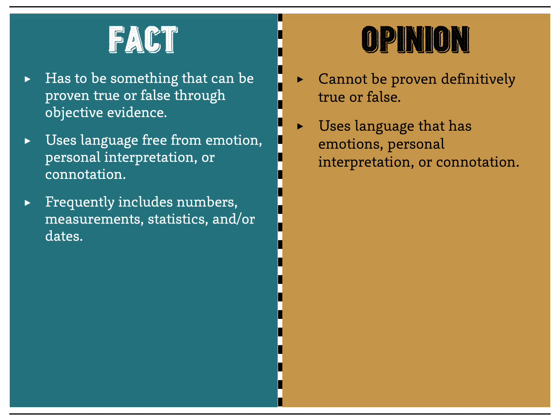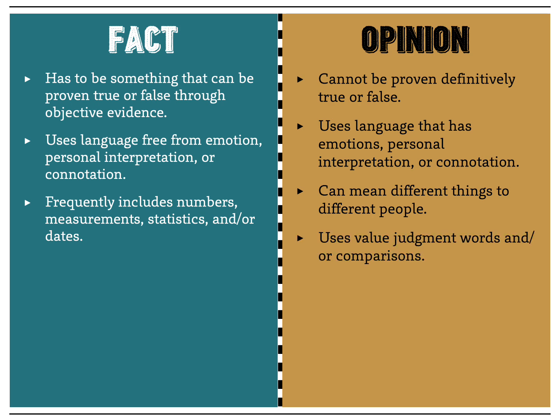A fact frequently includes numbers, measurements, statistics, and/or dates. Facts often have these specifics, and that's what makes it easy to check them. But an opinion can mean different things to different people. And an opinion may use value judgment words and/or comparisons. A value judgment would be something like better, best, worse, worst.